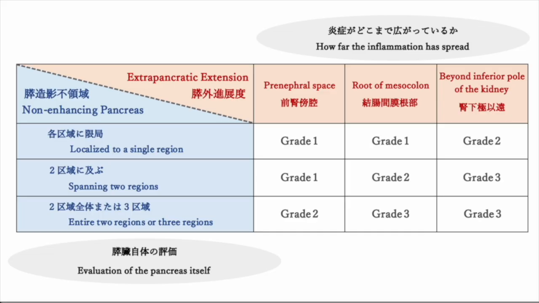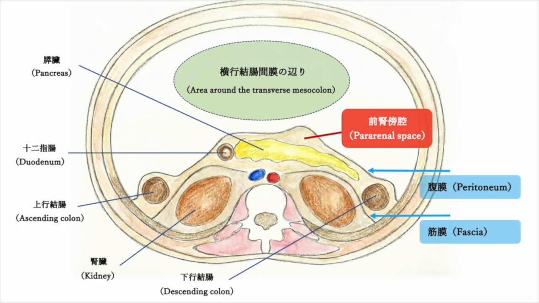Looking back at the classification table, the vertical axis represents pancreatic necrosis. Since no necrosis is present, the pancreas falls into the top category. Next, assess the spread of inflammation. Here's an illustration showing the anatomy around the pancreas and the peritoneal and fascial boundaries. Organs within the abdomen are enclosed by many membranes that typically aren't visible on CT, and inflammation usually remains confined within these boundaries. If it spreads beyond, the severity increases.